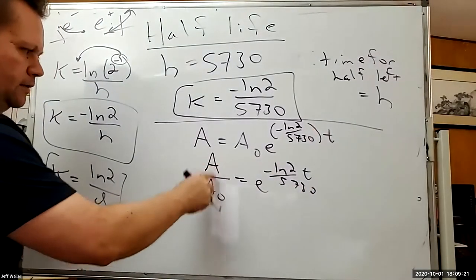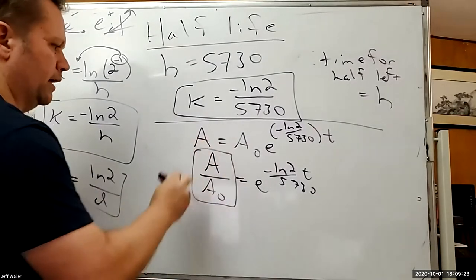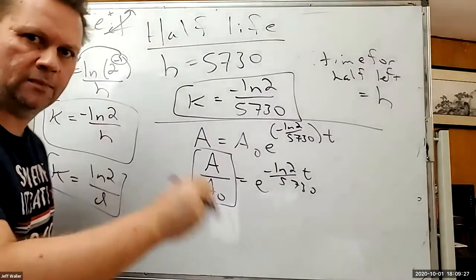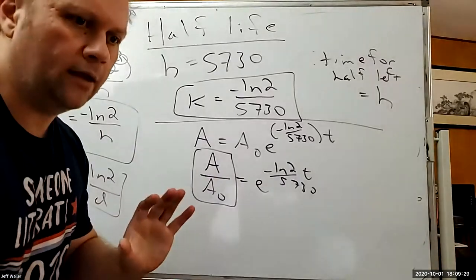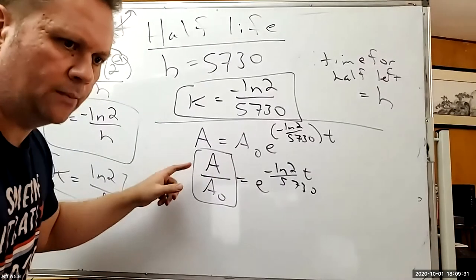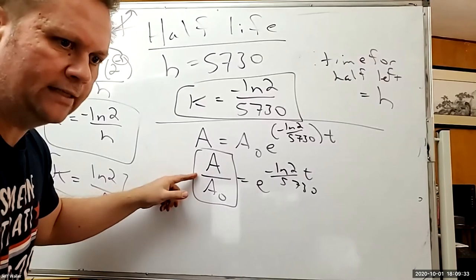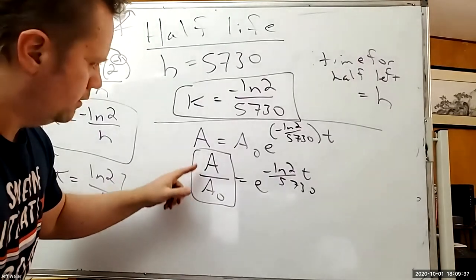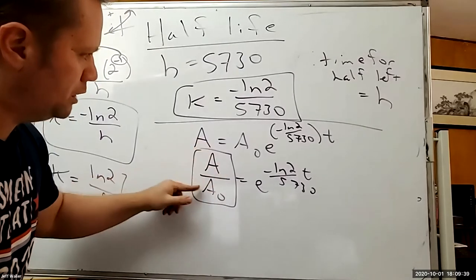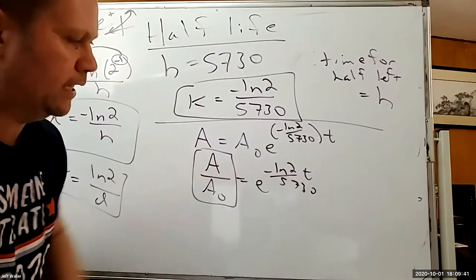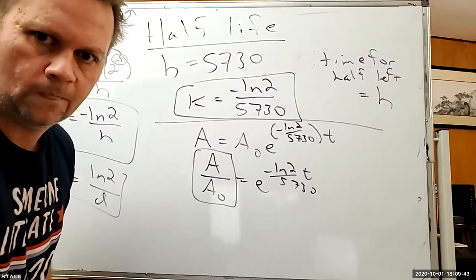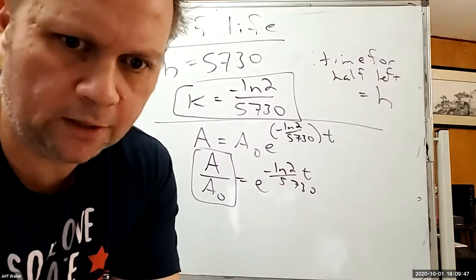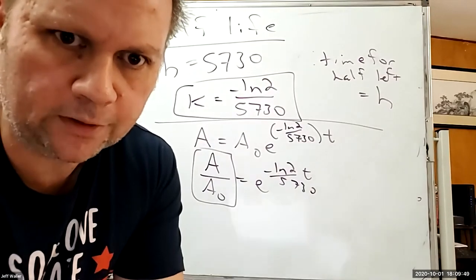This ratio is like the percentage of carbon 14 left based on how much was there at the beginning. So if I analyze an object and I see how much carbon 14 is in it, and I have an idea of how much carbon 14 was there when it was created, then I know this ratio and I can solve for T to see how old it is. So for example, let me see if they give me a problem with this.